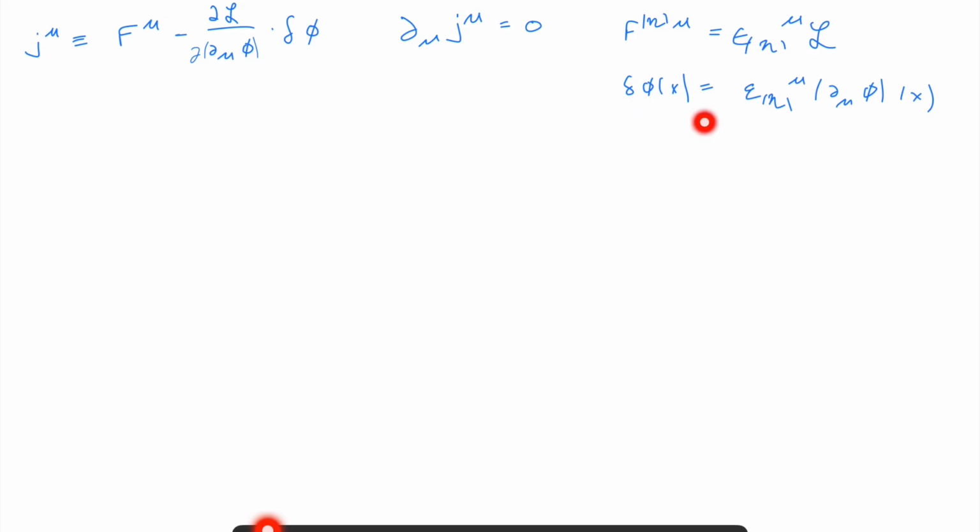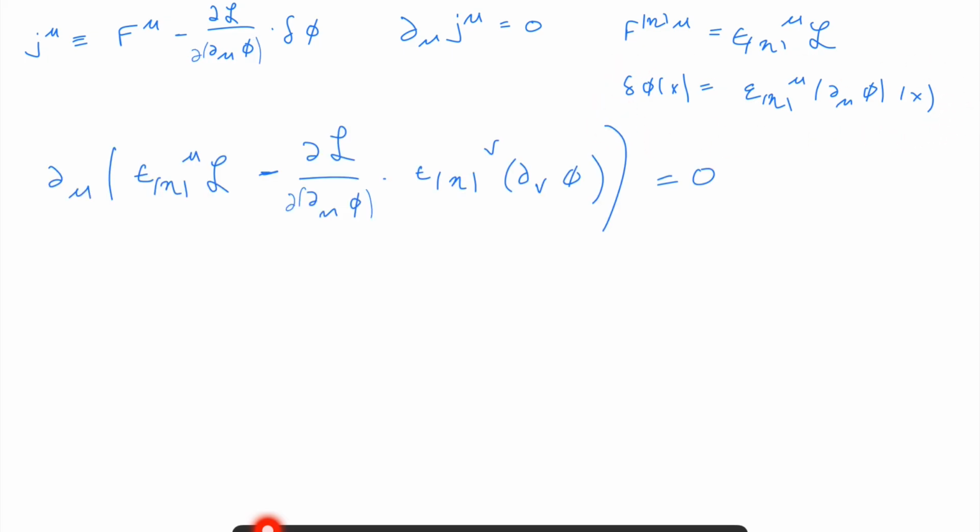And just to recall again, this is our actual transformation that we're imposing on the scalar field. So if we plug all this in, this is what we get: d mu of j mu is equal to 0. This is the formula that Noether promises us will be true if we define j mu as follows. F mu, which is this over here, minus this formula here, which I just rewrote, times delta of phi, and delta of phi we have over here. So that's where this comes from.